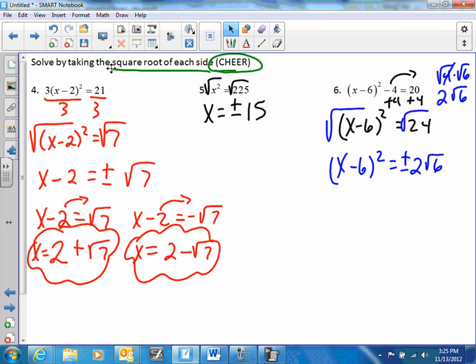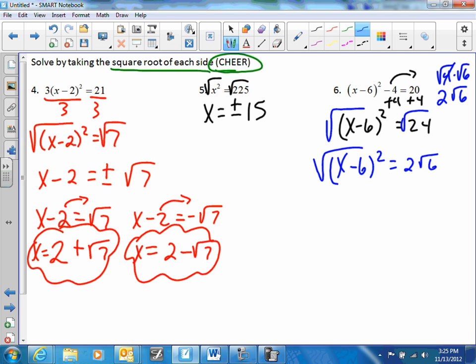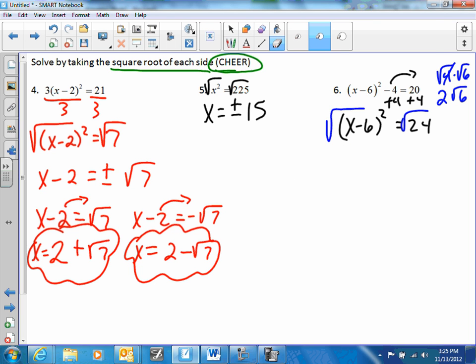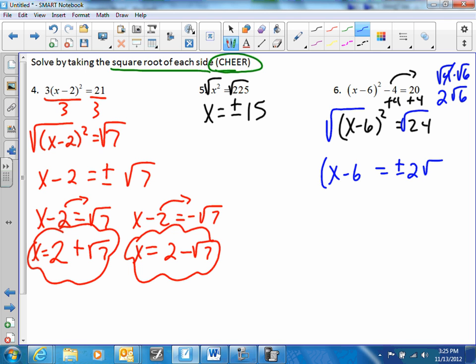All right, oh, I made a mistake. I haven't done the square root yet. So this is 2 root 6. So square root, well, I guess I did, didn't I? Well, that's what I get for going too fast. All right, so this turns out to be x minus 6 equals plus or minus 2 root 6. Let me take away that. All right, now I'm on track.